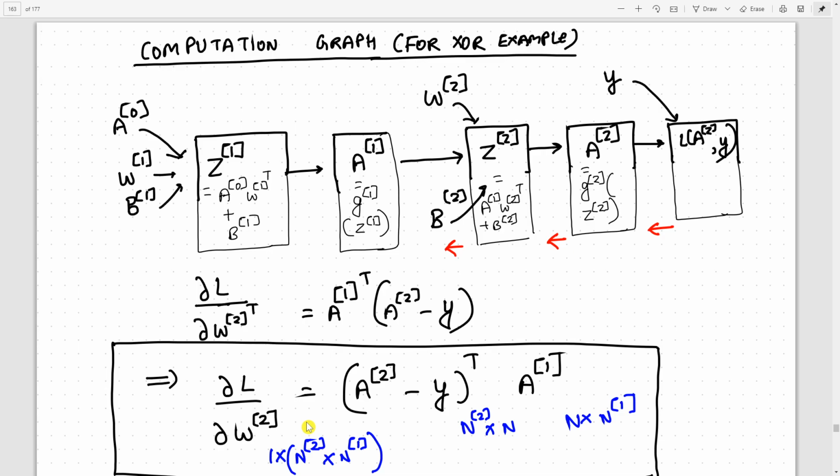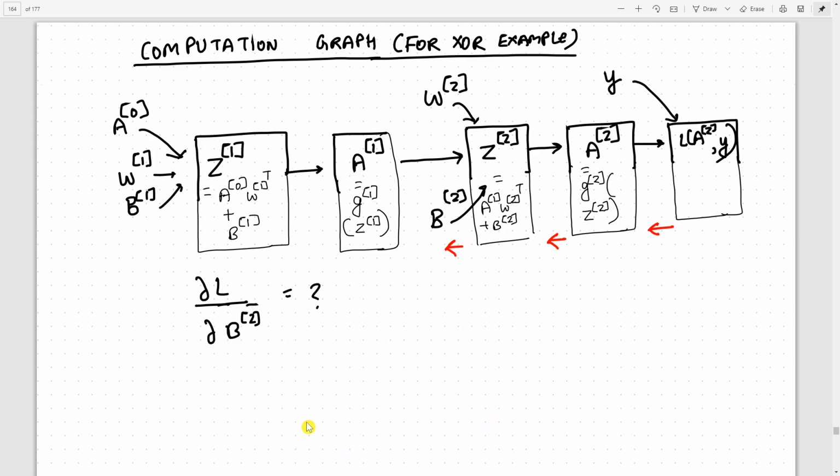Now think for a second and then write the expression for del L by del A1. Can you write that using the same formulation that we've been doing thus far? In fact, before that, let's try and calculate the gradient with respect to B2. Since W2 and B2 are the parameters of this layer, and A1 would be required for the previous step, as in for going one step further back.